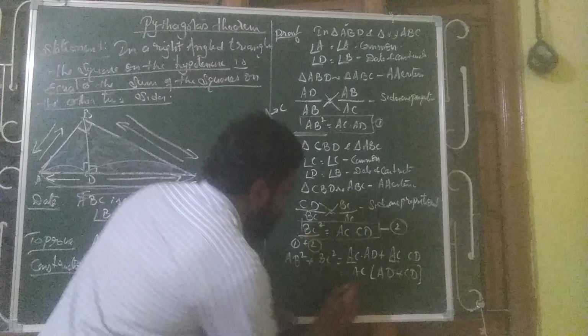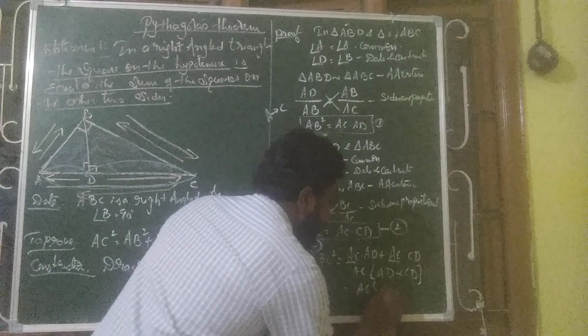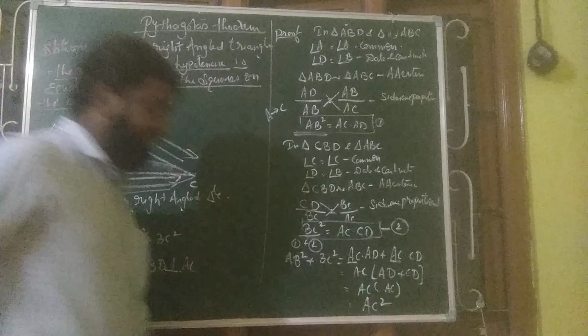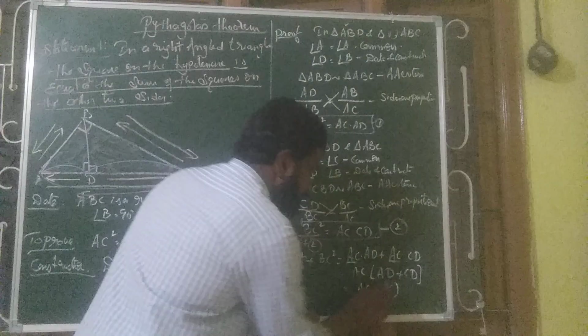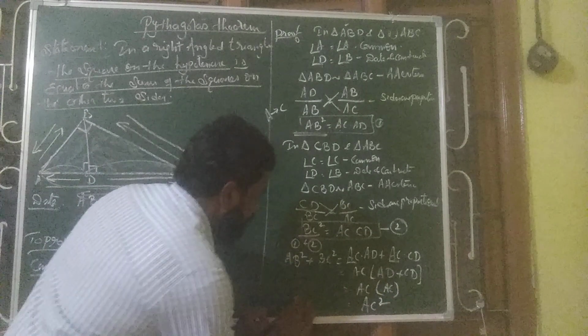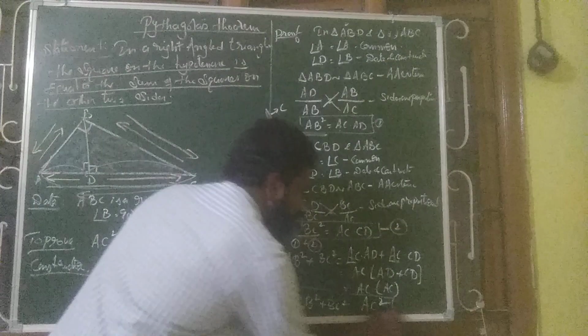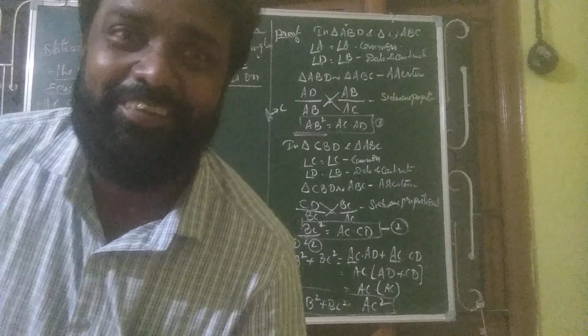Okay. So that will be AC into AC, which is equal to AC square. So AB square plus BC square is equal to AC square. So simple. How do you feel?